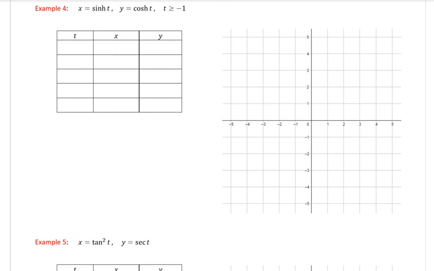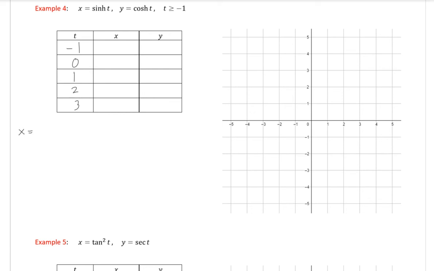Okay, well, we have x equals sinh t and y equals cosh t. And we have t is greater than or equal to negative 1. Alright, well, that means that we're going to do negative 1, 0, 1, 2, and 3 would probably be good enough to figure out what's going on here. But sinh of negative 1, I don't know necessarily off the top of my head, neither do I know cosh of negative 1. But we do know the exponential equivalents of each of these.